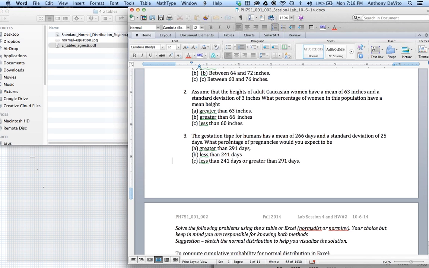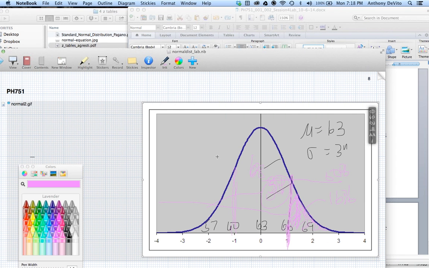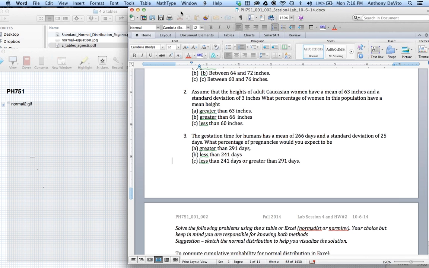Okay, adult Caucasian woman greater than 66 inches was where we were working, right? And we decided that greater than 66 inches represented 84%. That's how we got into this whole thing, right? Okay, but that's okay because we're using only the empirical formula.